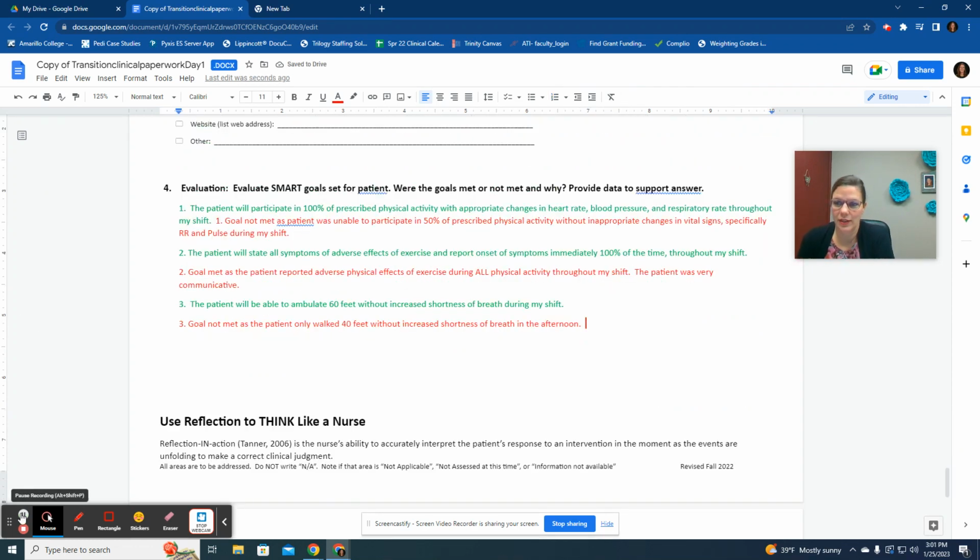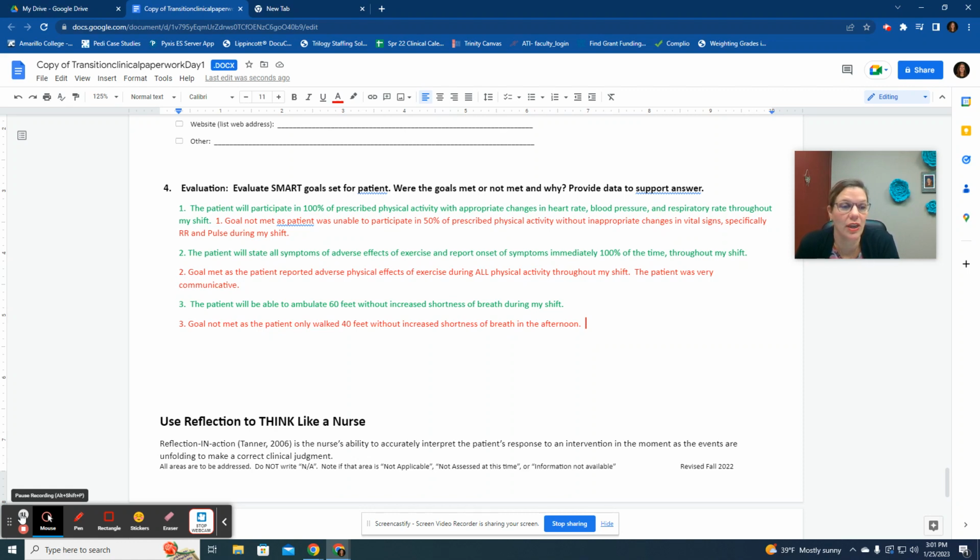Okay, so your evaluation. You're going to evaluate your SMART goals. So what I did was I just copied and pasted my SMART goals down in this section so I could be sure that I directly address them properly. So number 1 of my SMART goals was the patient will participate in 100% of prescribed physical activity with appropriate changes in heart rate, and so on.